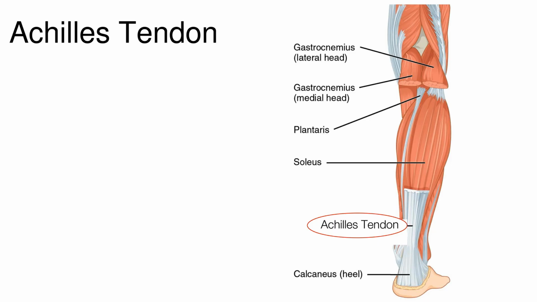You can see in the diagram how the gastrocnemius has both a lateral and medial head, and how all these muscles converge into the Achilles tendon before attaching to the heel.